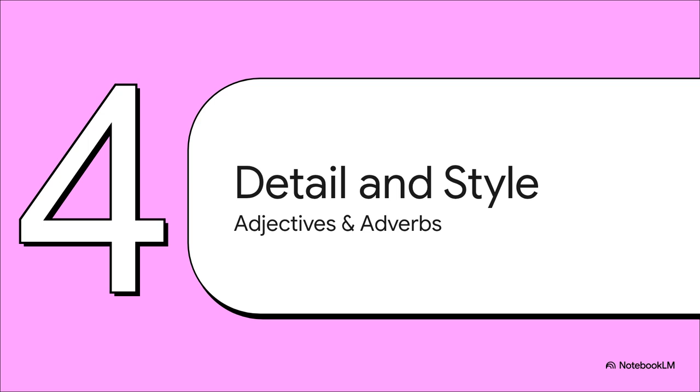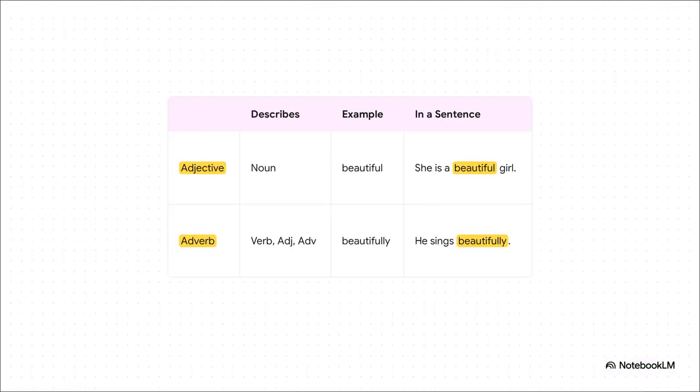So we have our foundation of nouns, and we've got the action of verbs. Now it's time for the interior design, the paint, the texture, all the details that give our building its character. This is the job of adjectives and adverbs. The distinction here is actually pretty simple. Adjectives modify nouns. They tell you more about the thing. The girl isn't just a girl, she's a beautiful girl. Adverbs, on the other hand, usually modify verbs. They tell you how the action is done. He doesn't just sing, he sings beautifully.